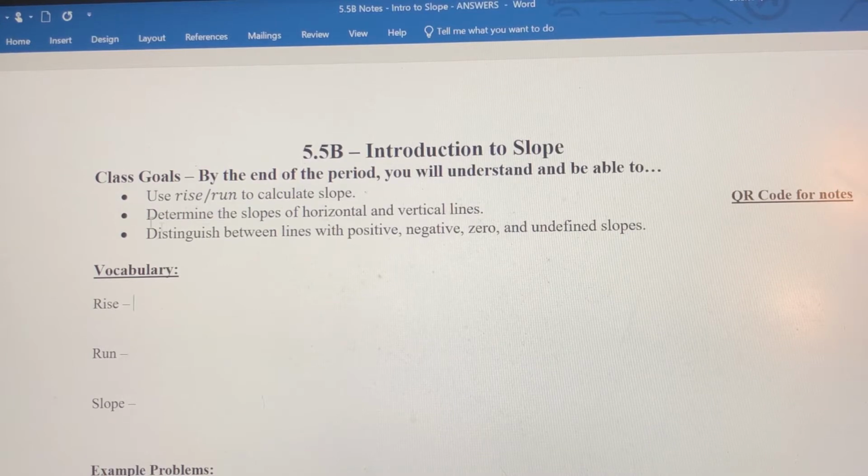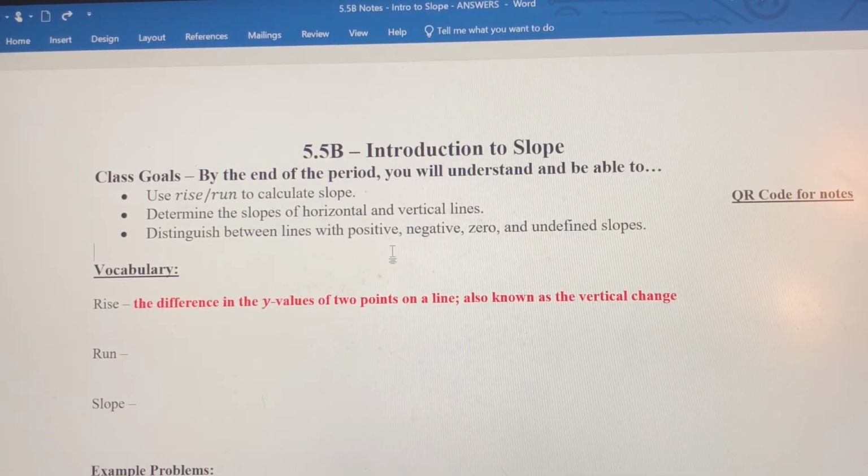So in this video, we're going to talk about using rise over run to calculate slope. We're going to do that like we did with rate of change from a graph. We're going to talk about the slopes of horizontal and vertical lines, and we're going to distinguish between lines that have positive slope, negative slope, zero slope, or undefined. First thing, we're going to use rise over run. Let's go ahead and define those.